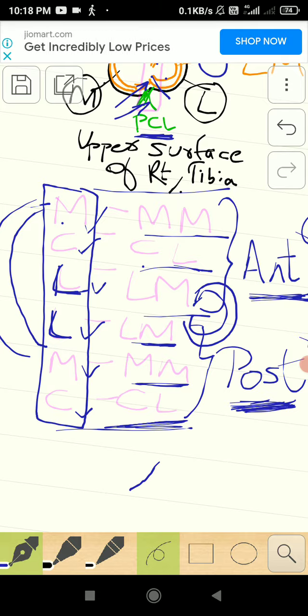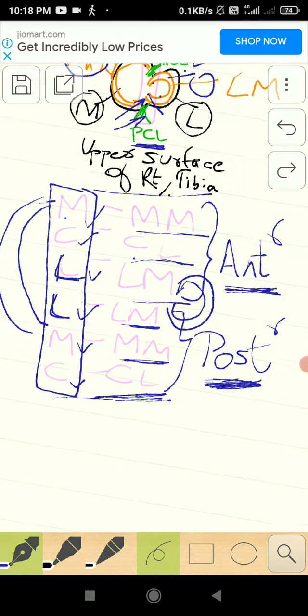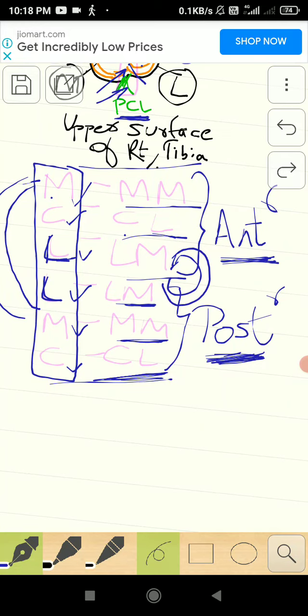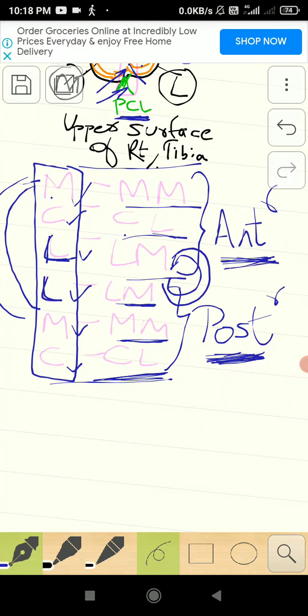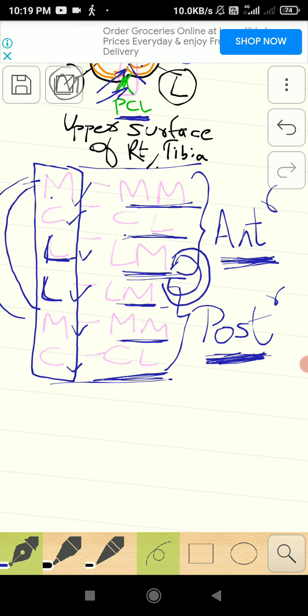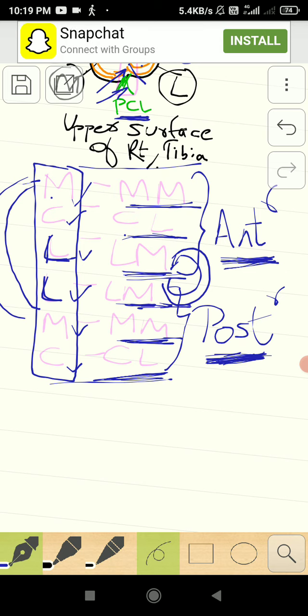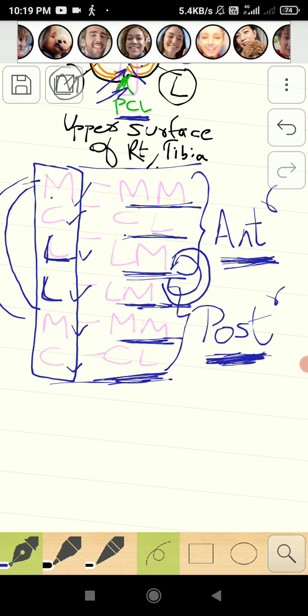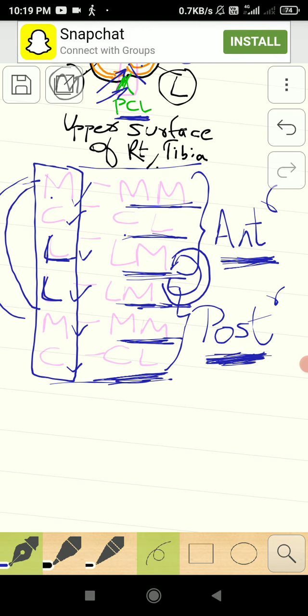While explaining in the exam, after this short form I will write the full form of this. It is the anterior horn of medial meniscus, anterior cruciate ligament, anterior horn of lateral meniscus. Immediately following that will be the posterior horn of lateral meniscus, the posterior horn of medial meniscus, and the posterior cruciate ligament. Then this is the intercondylar area.